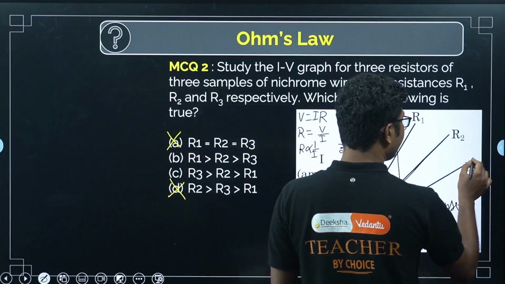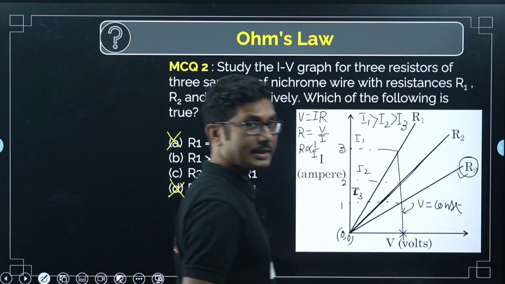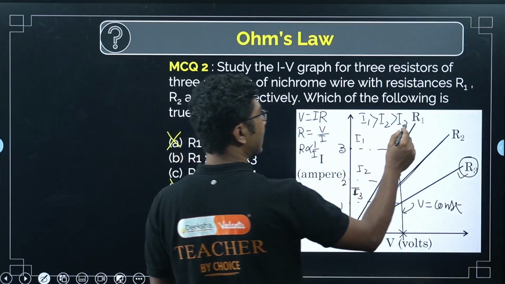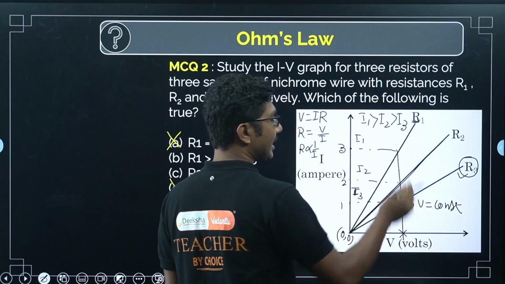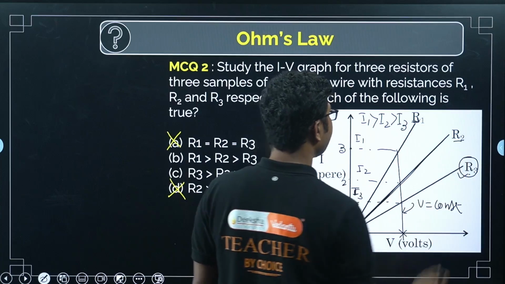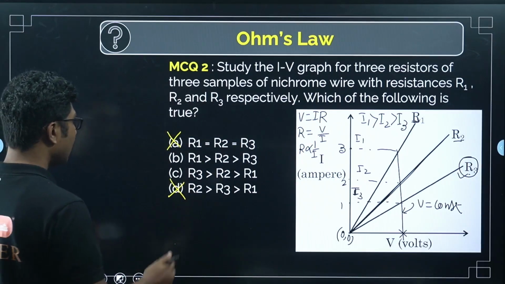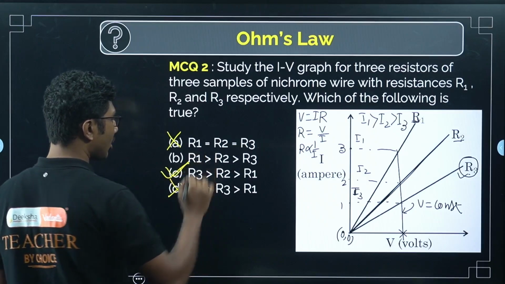So from that we can see that R3 is the highest, and R1 is the smallest, and R2 is in between them. So R3 should be the highest value. So the correct answer is option C.